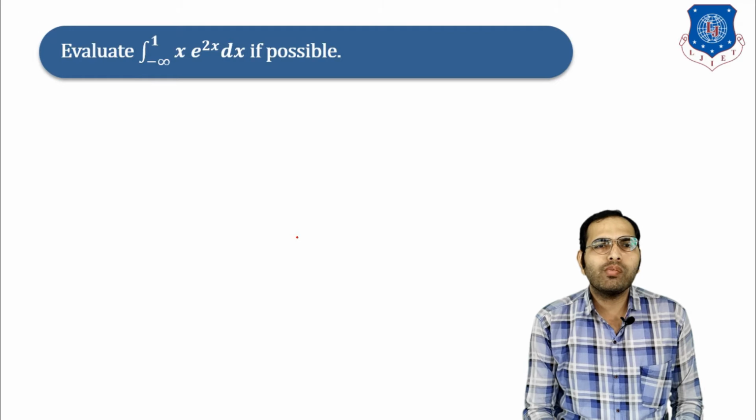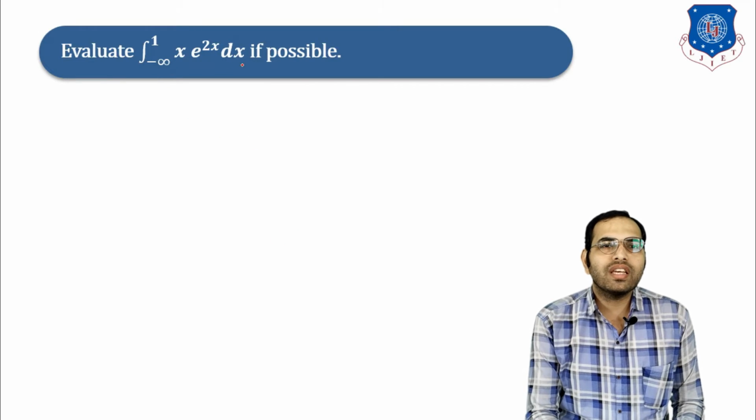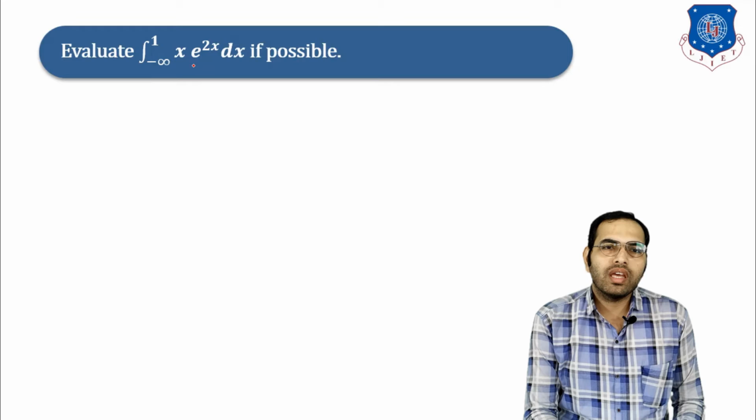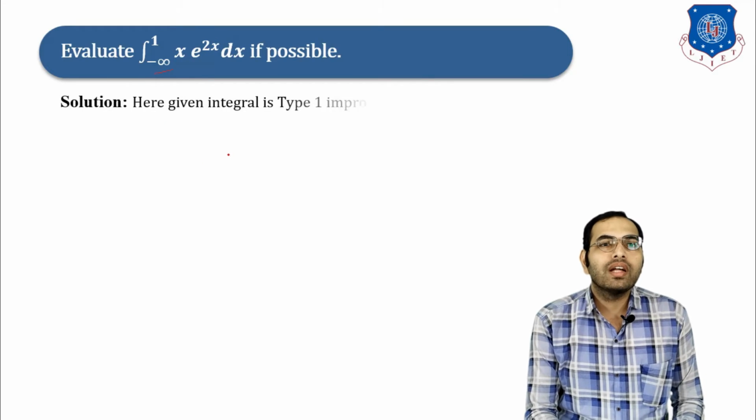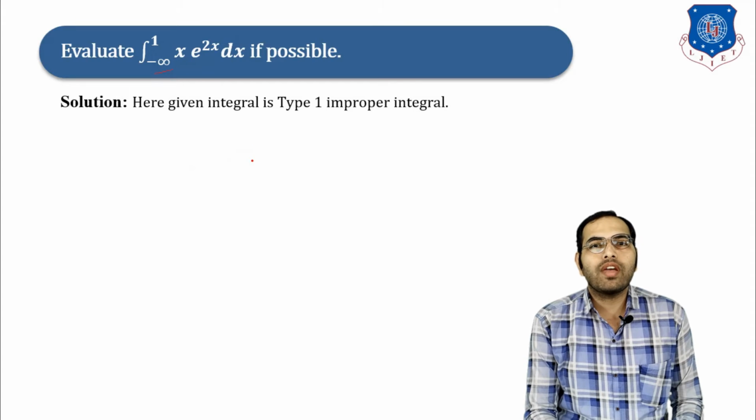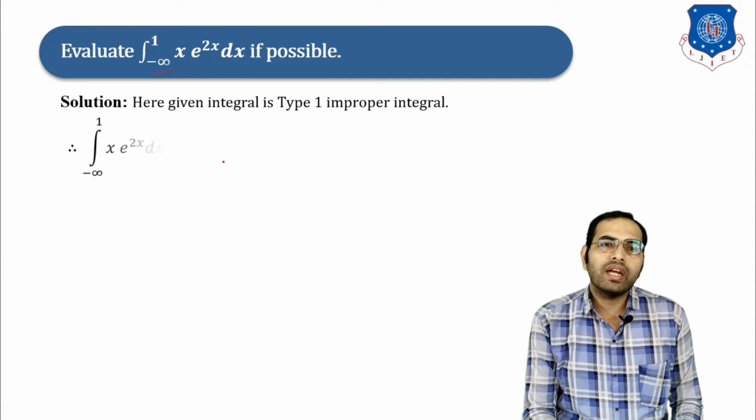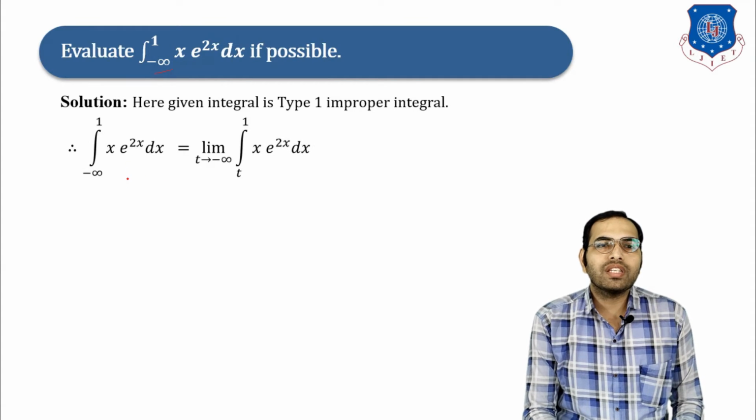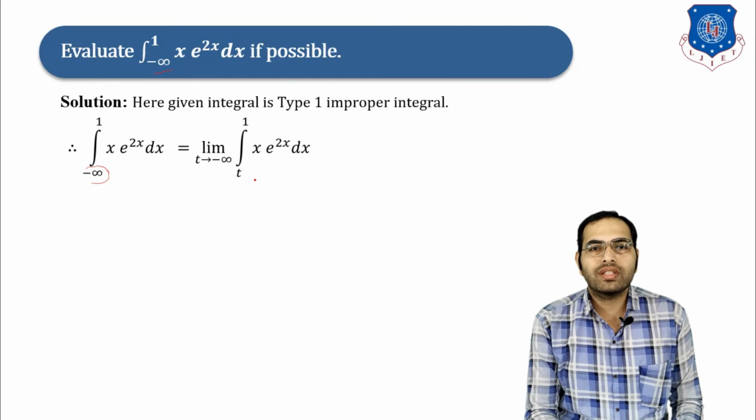Let's see one more example. Integral from minus infinity to 1 of x e raised to 2x dx. Here x times e raised to 2x is continuous everywhere. Here the lower limit is infinite, so the given integral is a type 1 improper integral. Integral minus infinity to 1: minus infinity is replaced with t, and limit t tends to minus infinity, integral t to 1 of x e raised to 2x dx.